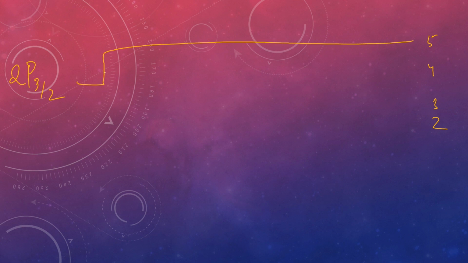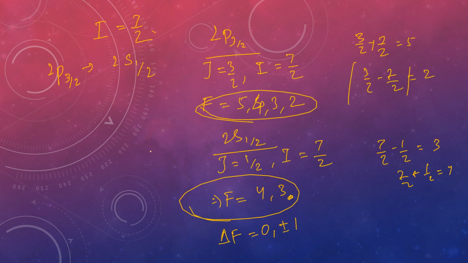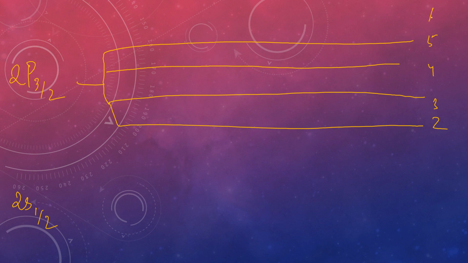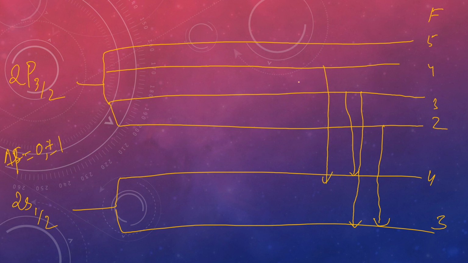Let's do it for 2p 3 by 2. The F values are 5, 4, 3, 2, so let's draw this. For 2s half, the F values are 4, 3. So del F is equal to 0, plus or minus 1. Let's check. 2 to 3 is allowed. 3 to 3 is allowed. 3 to 4 is allowed. 4 to 4 is allowed. 4 to 3 is allowed. 5 to 4 is allowed. Did I miss anything? Let me know if I missed anything. Yeah, that's right. These are how many lines? 1, 2, 3, 4, 5, 6. So 6 lines here.